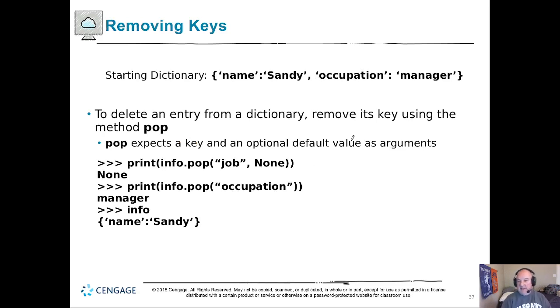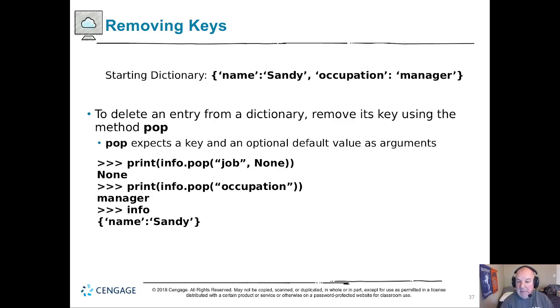Now, the other thing, here's our starting dictionary up on the top. We have two keys, name and occupation. Sandy's associated with name, manager associated with occupation. To delete an entry from a dictionary, you pop it. You just pop it off. Remove its key using the method pop. Because remember, if you don't have a key in a dictionary, you can't get to the value. The value is no longer accessible.